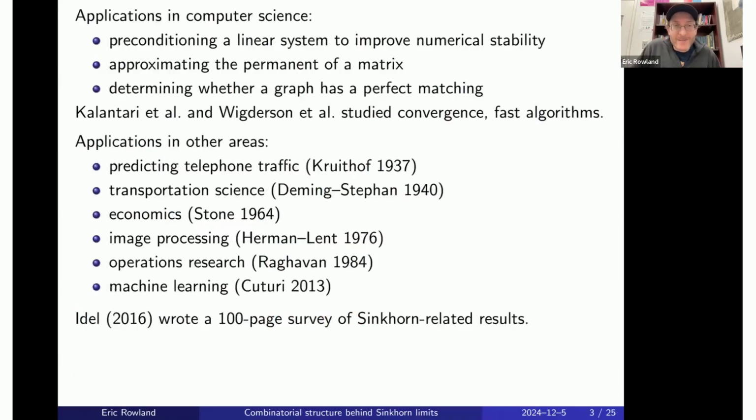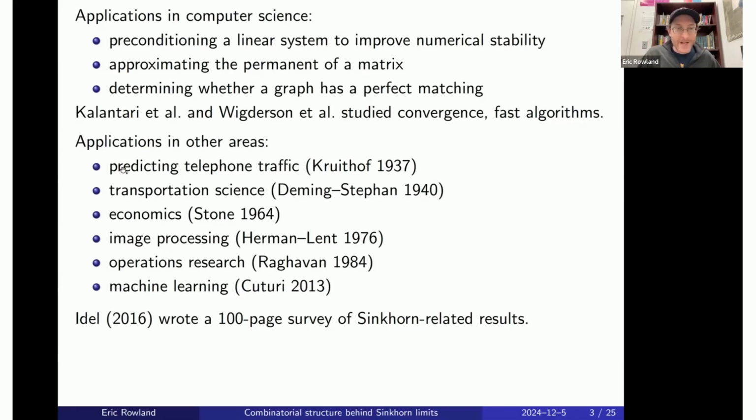It turns out that not just Sinkhorn limits, but this iterative scaling process has been rediscovered a bunch of different times. Maybe I'll go through these first: predicting telephone traffic, transportation science, economics, image processing, operations research, and most recently machine learning. So this seems to be a natural thing that people go to many times when trying to get a doubly stochastic matrix that's close to the original matrix and somehow preserves information about the original matrix.